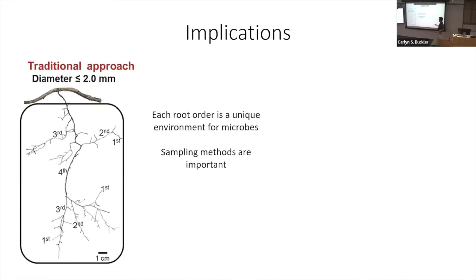And so what about the implications? You know, this is all fine and dandy. Who cares, right? What's the importance of this data? So the first one is that each root order, or at least each functional role, is a unique microenvironment for microbial colonization. And so the sampling methods that you use to study these root microbial associations are quite important.